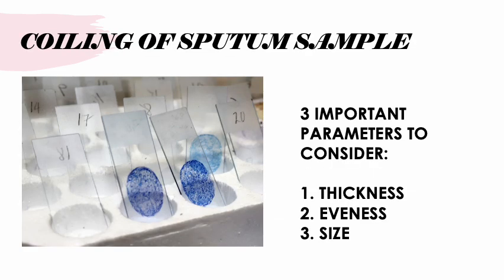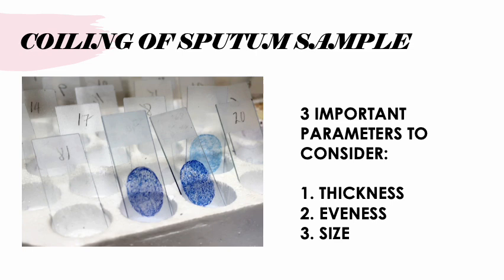Now, let's proceed to the analytical phase, which is the testing procedure of the DSSM and doing the AFB smear. First things first, we need a properly done smear for AFB staining. For standardization purposes, the three important parameters to consider to produce a well-done smear of a sputum sample are the following: it should have a standard thickness, a standard evenness, and a standard size.